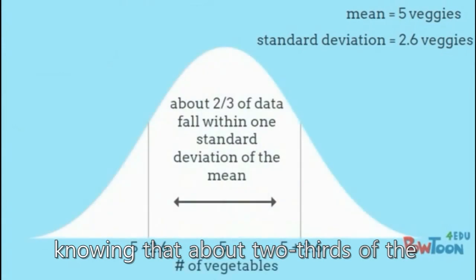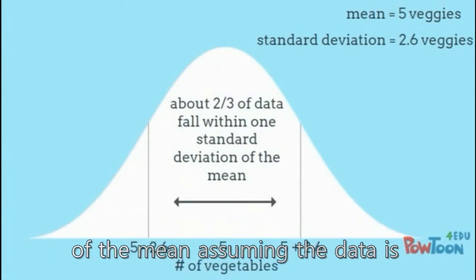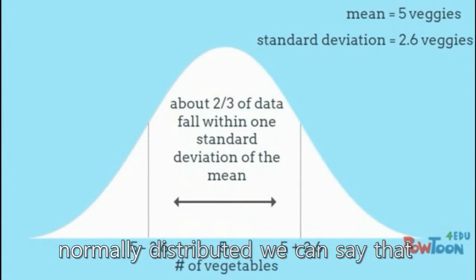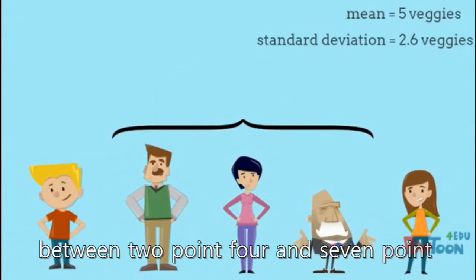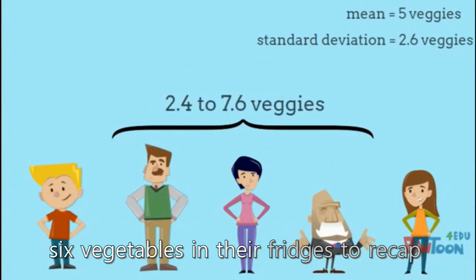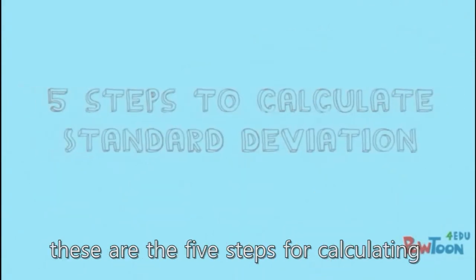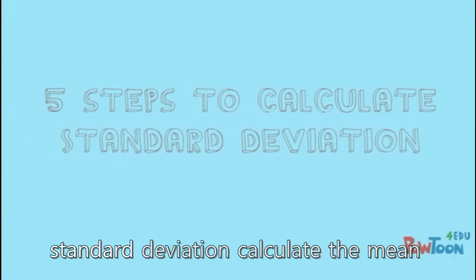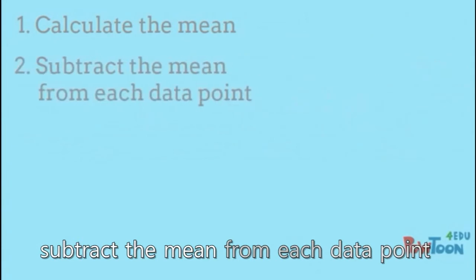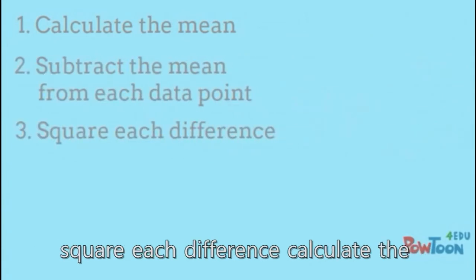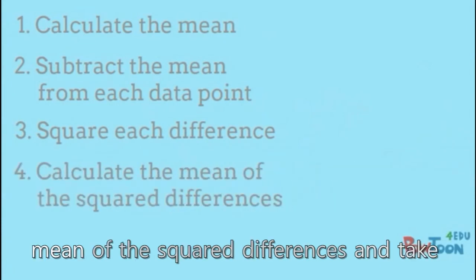Knowing that about 2/3 of the data fall within one standard deviation of the mean, assuming the data is normally distributed, we can say that about 2/3 of our friends have between 2.4 and 7.6 vegetables in their fridges. To recap, these are the 5 steps for calculating standard deviation. Calculate the mean, subtract the mean from each data point, square each difference, calculate the mean of the squared differences, and take the square root.